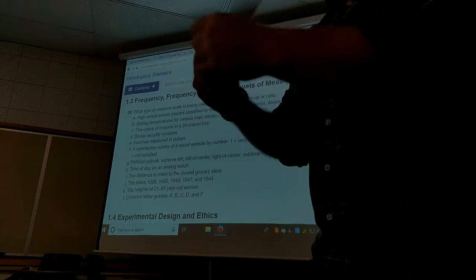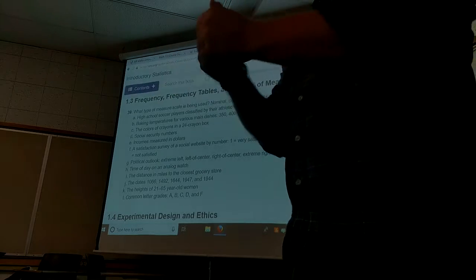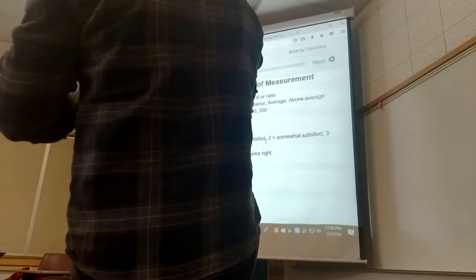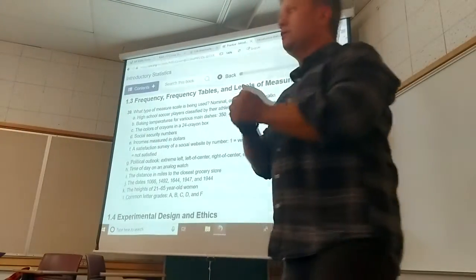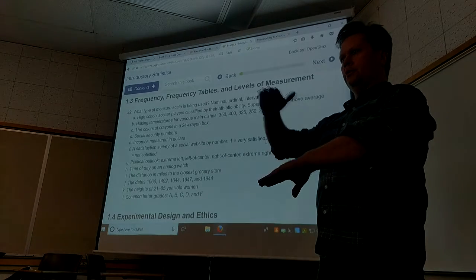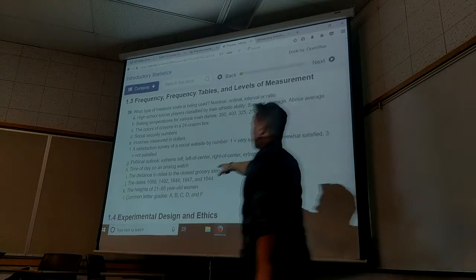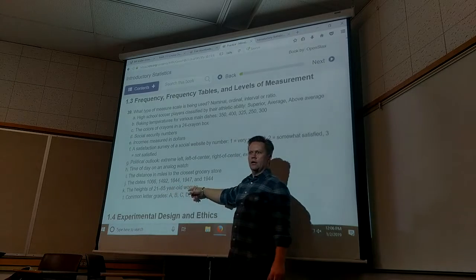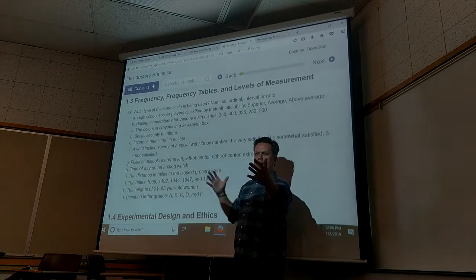You guys with me? Zero makes sense. So for the last one with the dates, if you did put ordinal, would it be wrong? Yes, because your answer has got to always be the highest level. Nominal, ordinal, interval, ratio. So these are names, aren't they? A year is a name for a certain amount of time.